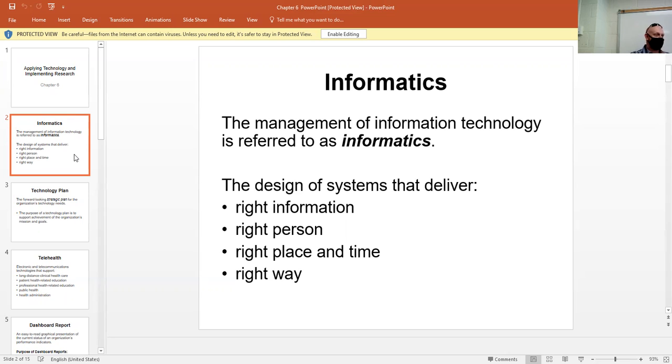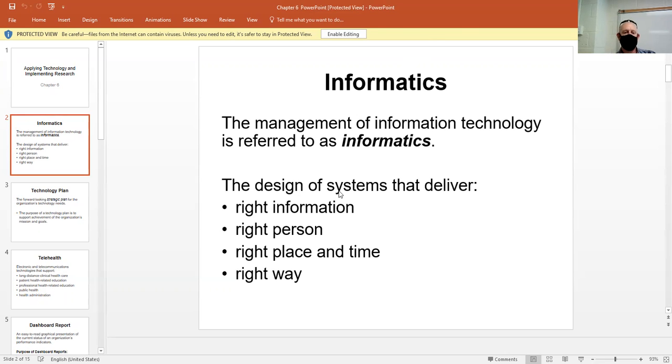It's gone from pen and paper and folders to being online and being computerized. The management of information technology, IT, is referred to as informatics. So when you think about your facilities, you have to think about documentation, and it wouldn't be a bad thing to include someone who's able to troubleshoot computer issues, because you have to do documentation. Just a little mental note on that.